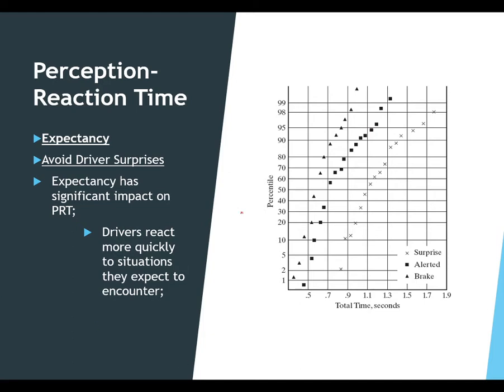So this experiment shows that if we have alerted drivers, which are the squares here, and we have surprised drivers, you can notice that the surprised drivers have more reaction time than the alerted drivers. So we try to give as few surprises to the driver as possible. Expectancy has a significant impact on PRT, perception reaction time: drivers react more quickly to situations when they expect to encounter them.